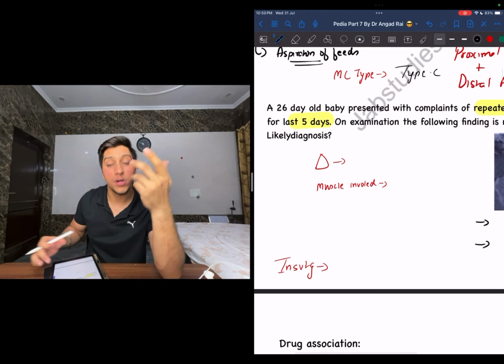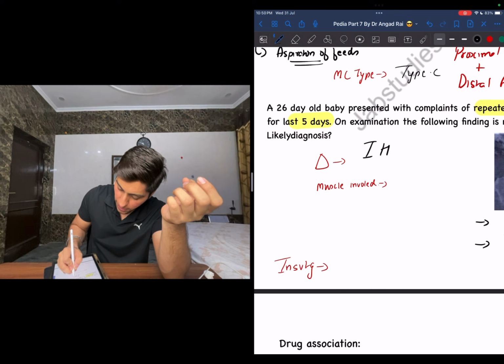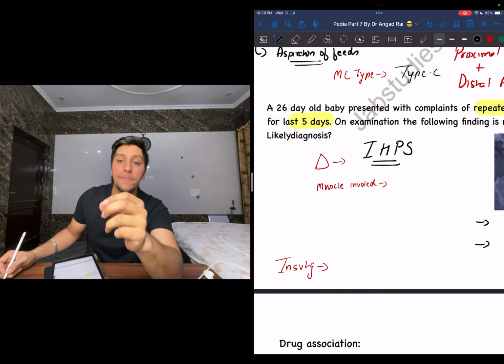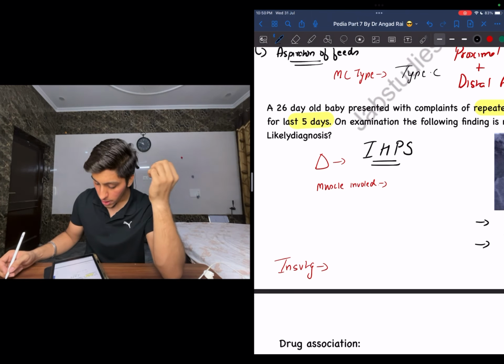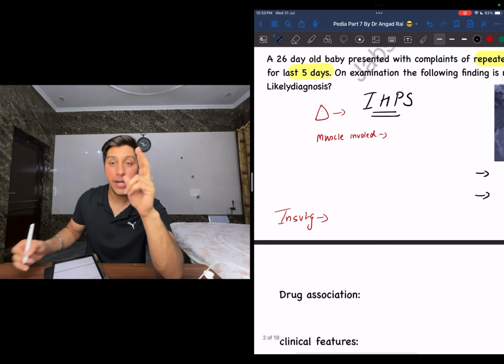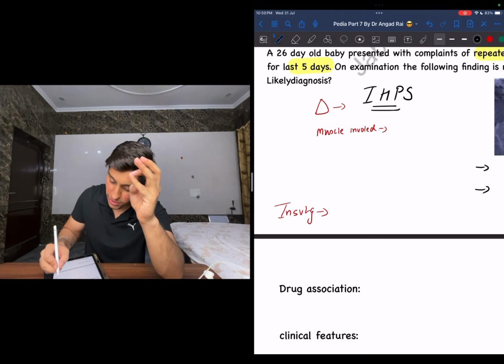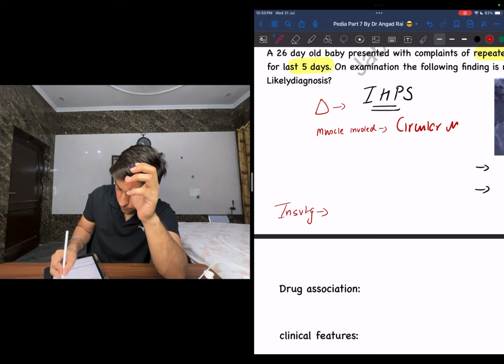Then they are asking you, what is the diagnosis, guys? This is idiopathic hypertrophic pyloric stenosis, HPS also, which they call it. What they are going to ask you is, what muscle is involved in this condition? There are two muscles, guys. One is the longitudinal muscle and the other is the circular muscle, but the one which is getting affected over here is your circular muscle.